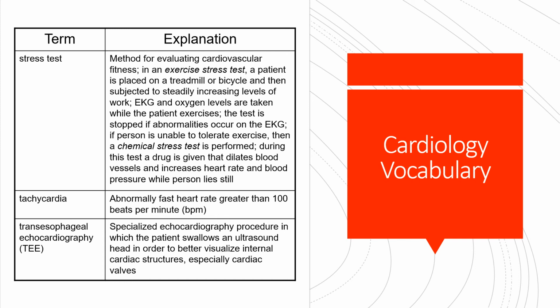Tachycardia is abnormally fast heart rate that's greater than 100 beats per minute. Transesophageal echocardiography, TEE, is a specialized echocardiography procedure in which the patient swallows an ultrasound head in order to better visualize internal cardiac structures, especially the cardiac valves.